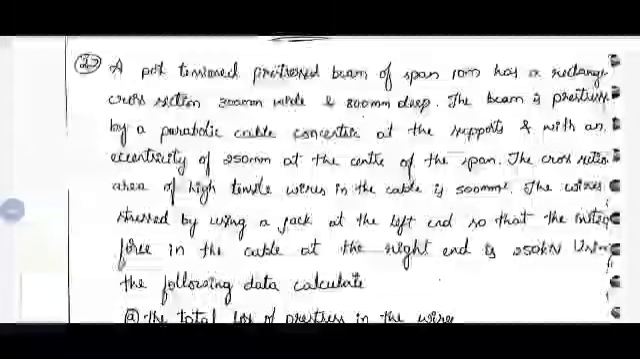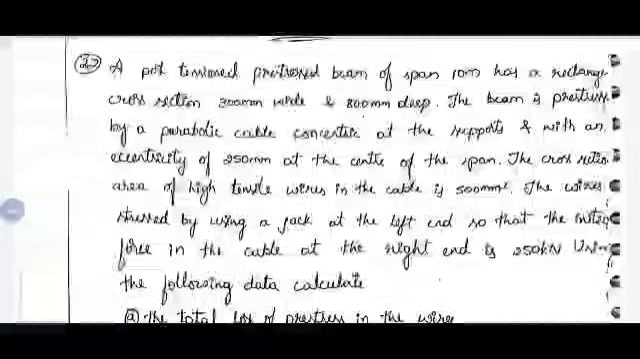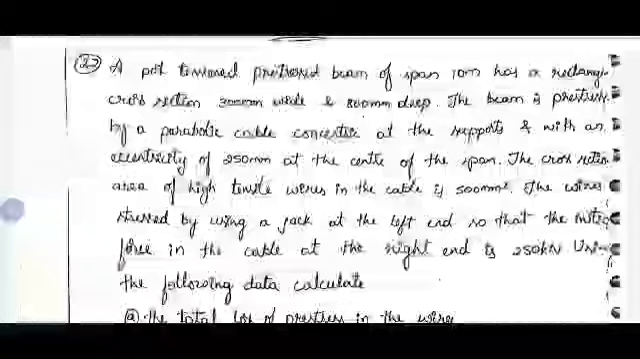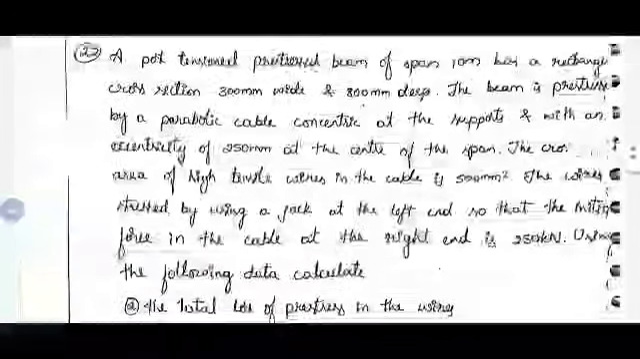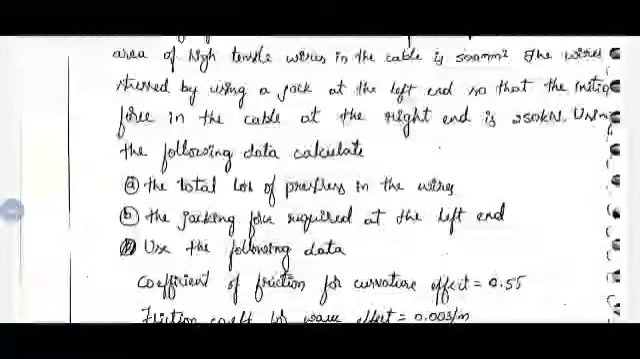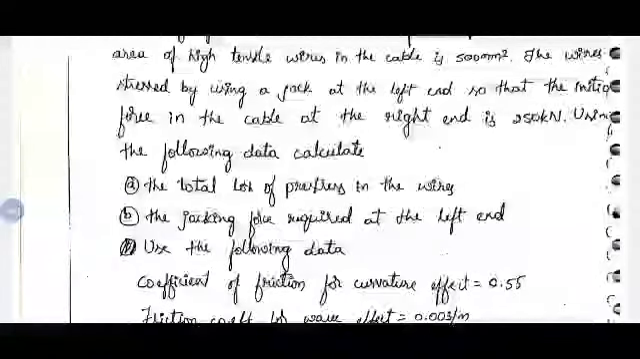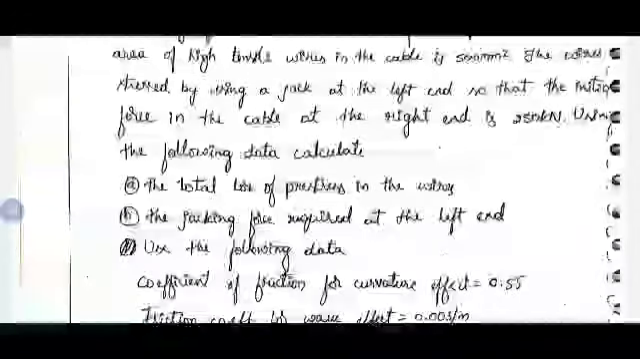The wires are stressed by using a jack at the left end, so that initial force in the cable at the right end is 250 kilonewton. Using the following data, calculate total loss of pre-stress in the wires and the jacking force required at the left end. These two things we need to calculate. Use the following data.